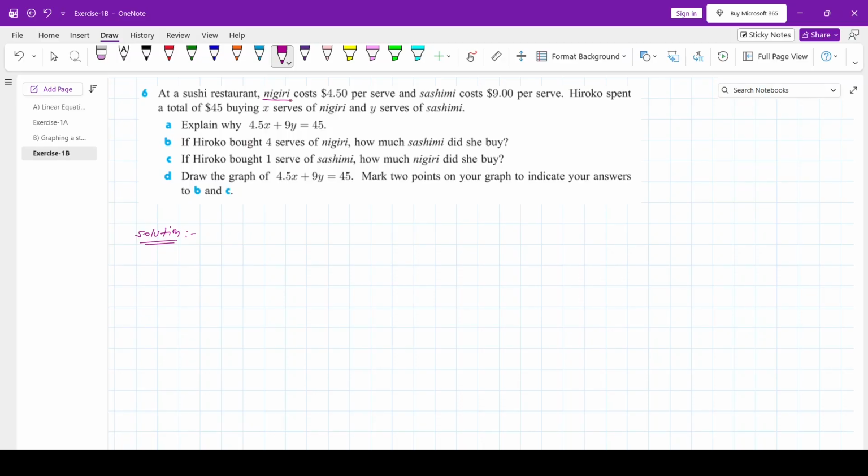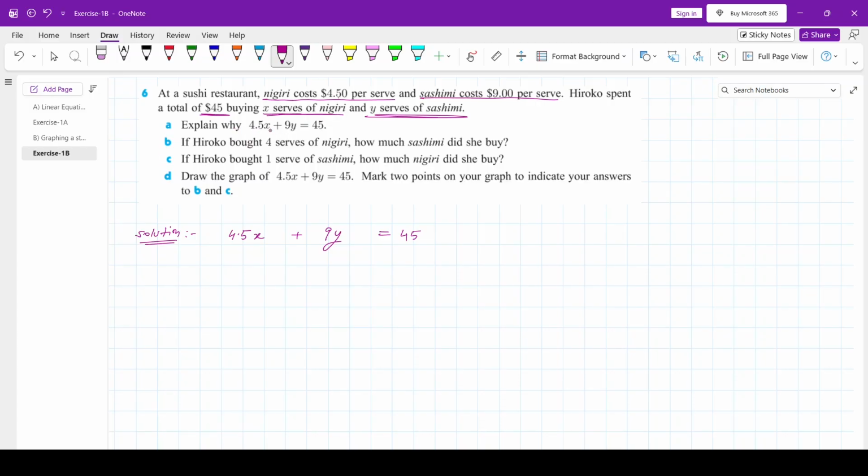Now we have the cost of nigiri and the cost of sashimi per serve, but we don't know their quantity, as in how many servings of nigiri are there and how many servings of sashimi are there. And it says the total bill is $45. What it tells us is that there are X serves of nigiri and Y serves of sashimi. So we can say X into 4.5 plus Y into 9, that will be equal to the total cost, that is 45.